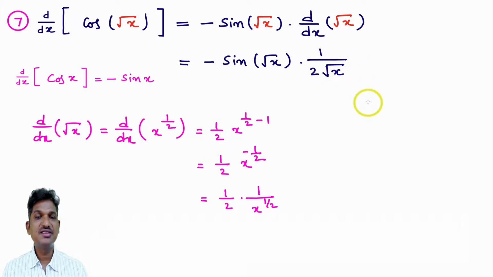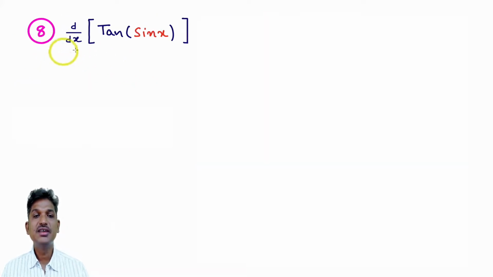A little bit of practice is needed. All these things are very easy. Now you see this question number 8: derivative of tan of sin x. How to differentiate this? We learned 23 formulas. Which formula is suitable here?